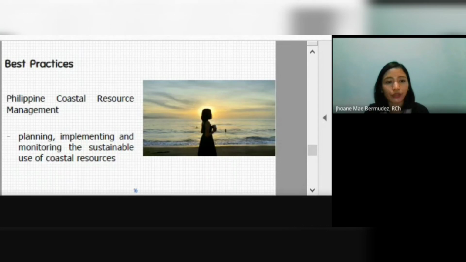For our best practices, we have Philippine Coastal Resource Management. This is for planning, implementing, and monitoring the sustainable use of coastal resources. Philippine Coastal Resource Management is about the sustainable use and management of coastal resources.